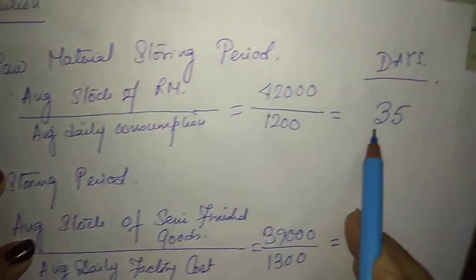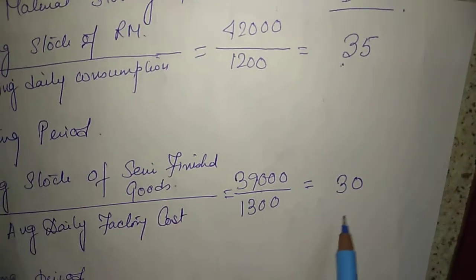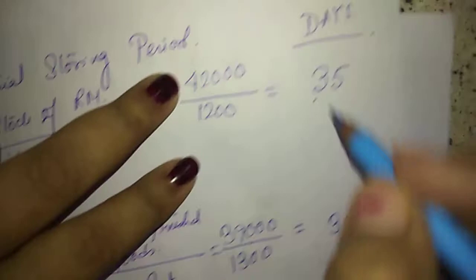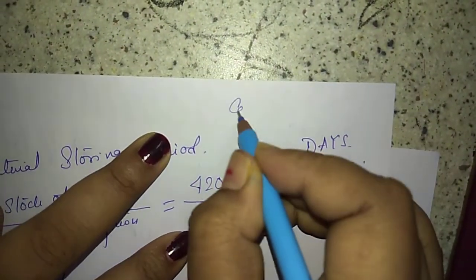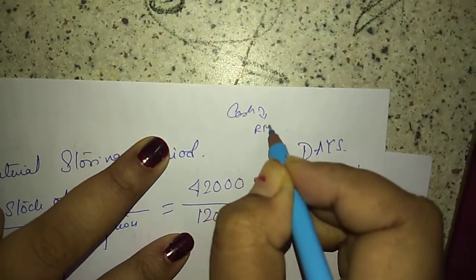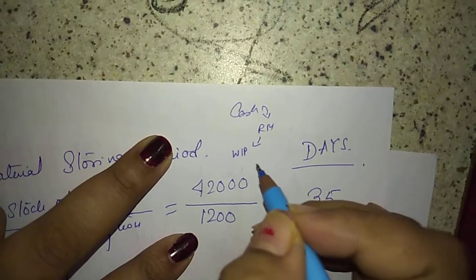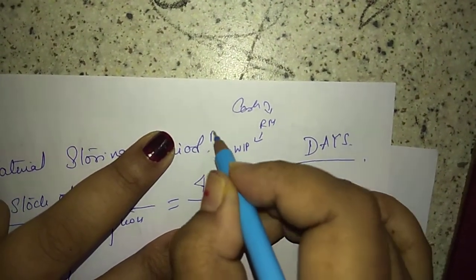Raw material, we have found out that we are storing raw material for this much. Raw material got converted to WIP. Okay. What we have generally learned is that cash gets converted to raw material and raw material to finished goods, but in between it can get converted to WIP first, then to finished goods.